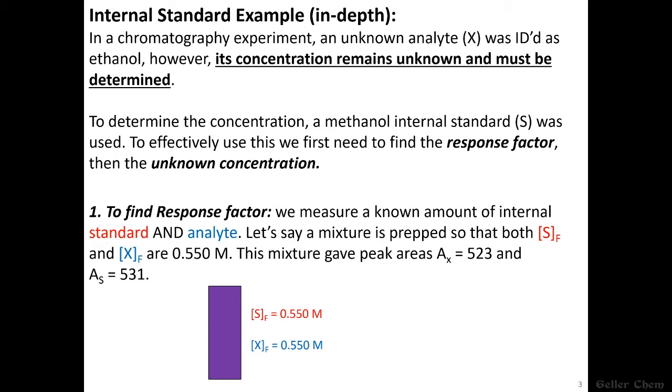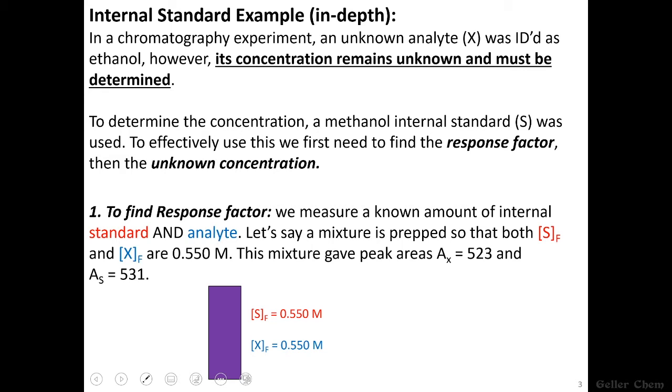So this problem is going to be broken into 2 parts. First, we need to find the response factor. So to do this, we measure a known amount of internal standard and analyte. Remember, we know the identity of the analyte is ethanol at this point. It's just that its concentration is unknown in some sample of interest, but we're going to ignore that sample for the first part of this experiment. We need a sample where we know everything about both chemicals, the concentration of standard and analyte, so that we can figure out that F term in the equation.